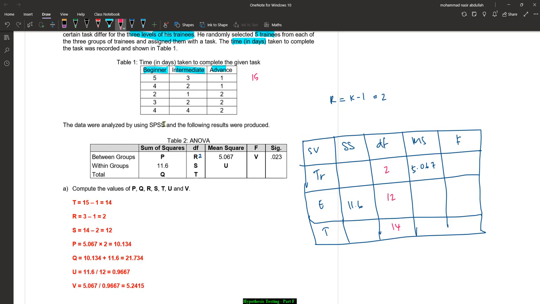11.6 divided by 12 should be equal to 0.9667. We take 3 decimal points. So they use 3, we give 3. And then the last one we can find: F value 5.067 divided by 0.9667 should be equal to 5.2415.